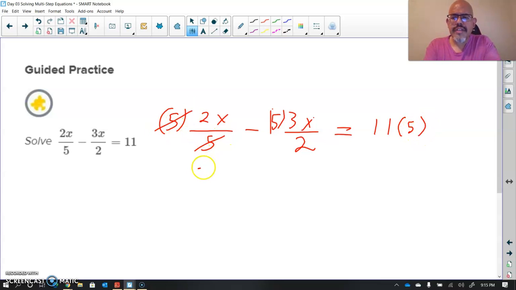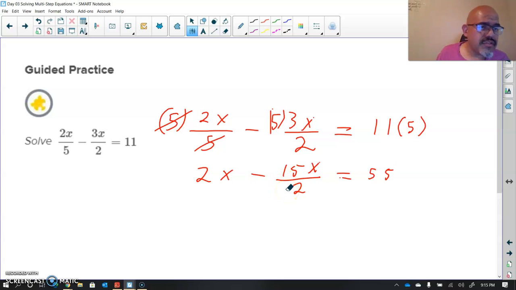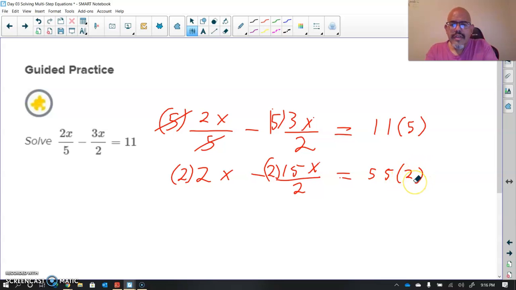That divides out, leaving behind 2x minus 15x divided by 2 equal to 55. Then I'm dividing by 2, so the inverse of dividing by 2 is multiplying by 2. So I'm going to multiply everything by 2. These two divide out, leaving behind 4x minus 15x equal to 110.